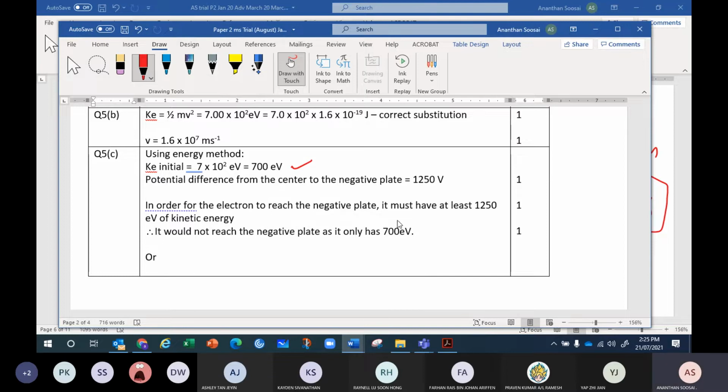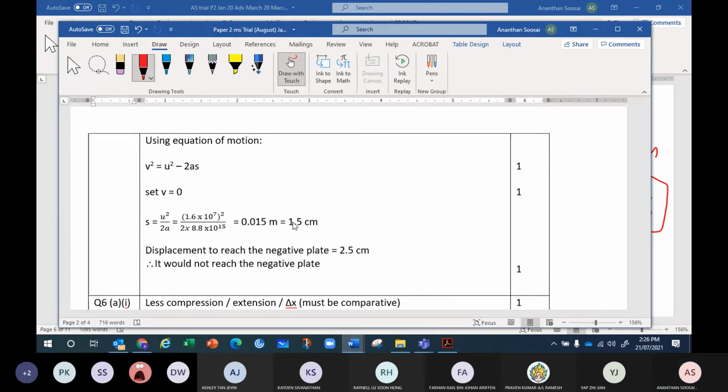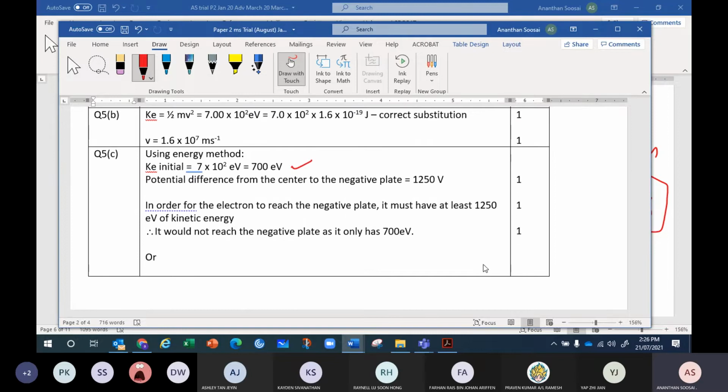Now they give another choice, the kinematic method. I go for energy, it's easier. Because the kinetic energy is 700 eV, and the potential difference to the negative plate is 1250 V. In order for the electron to reach the negative plate, it must have at least 1250 eV of kinetic energy. How did they get this 1250 eV?